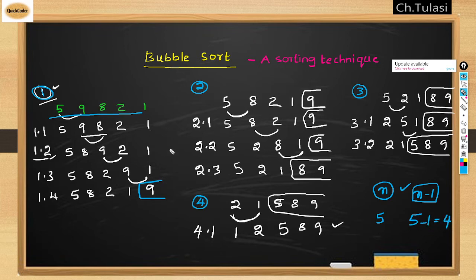For each traversal, how many times do you have to compare? For example, this is the first traversal. In the first traversal, how many times did you compare? Total 5 minus 1, that is 4. If you see here, how many times do you compare? 3 times.